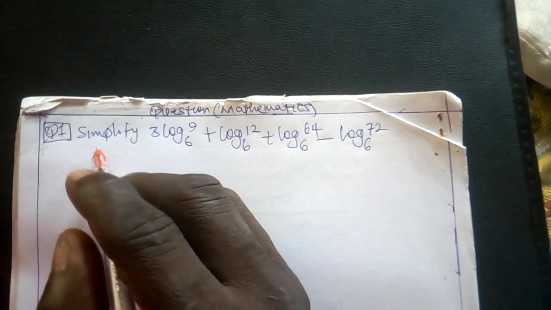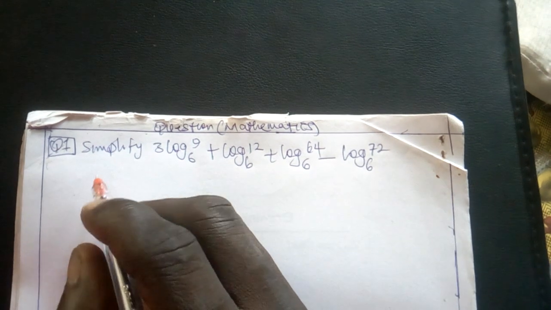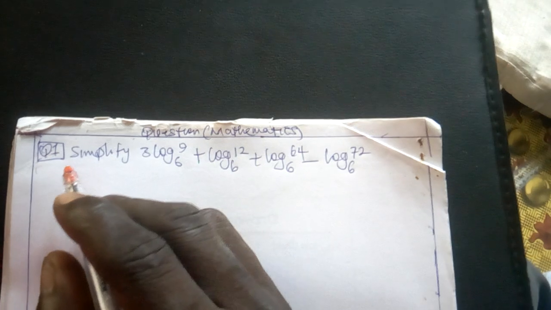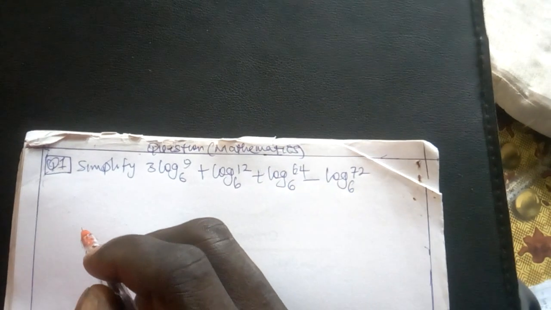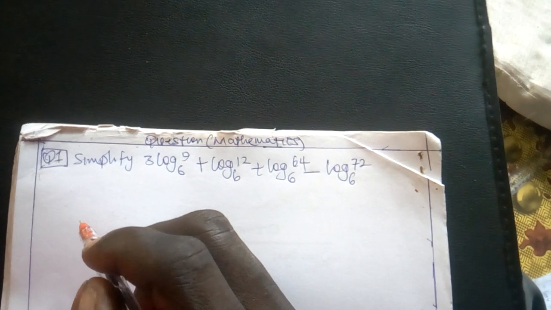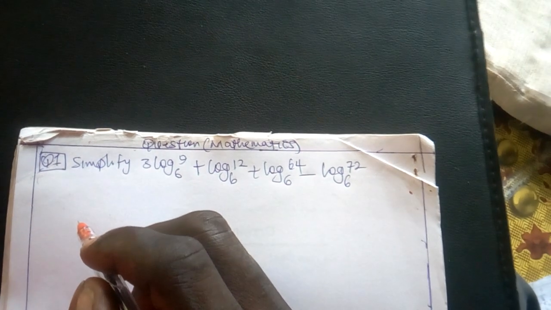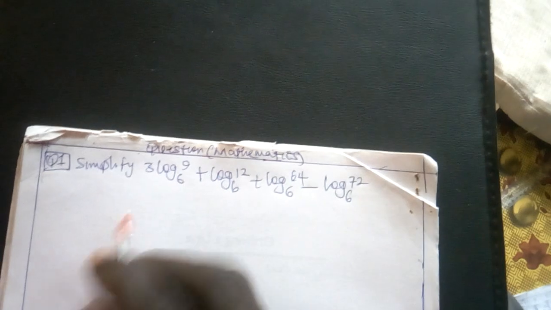I'm trying to solve the question you sent to my inbox from your organization. The first one says we should simplify 3 log 9 to base 6 plus log 12 to base 6 plus log 64 to base 6 minus log 72 to base 6.